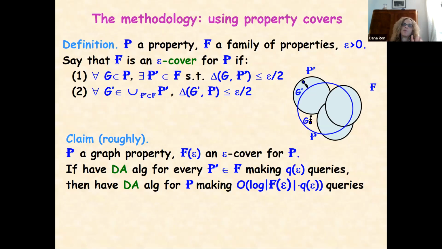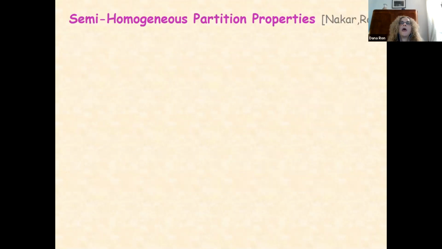Okay, so good. Now we made an important step in the sense that what we want now is covered. So we have our properties, and we want to find these families that are known to be easy, or that we can show are easy to get a distance approximation. The families I'm going to talk about, I'm going to call semi-homogeneous partition properties. It's a long name, but it's not very complicated.